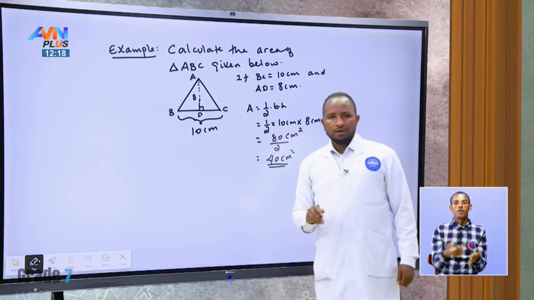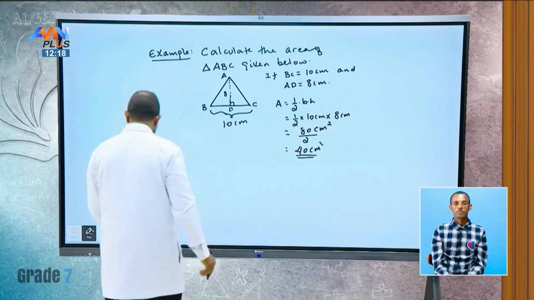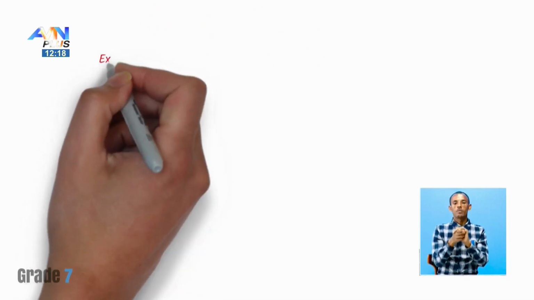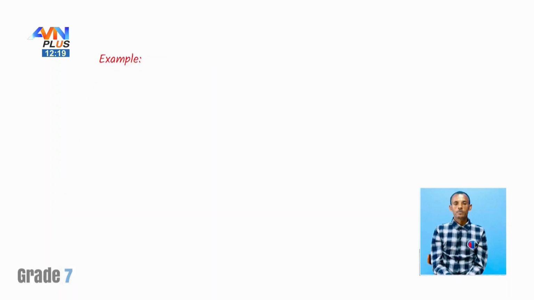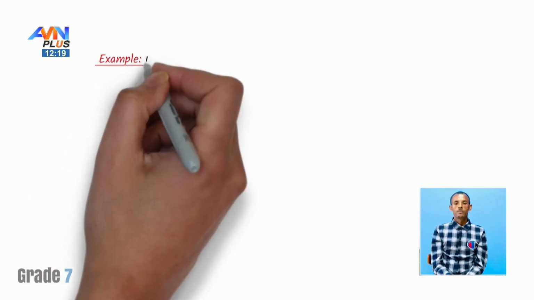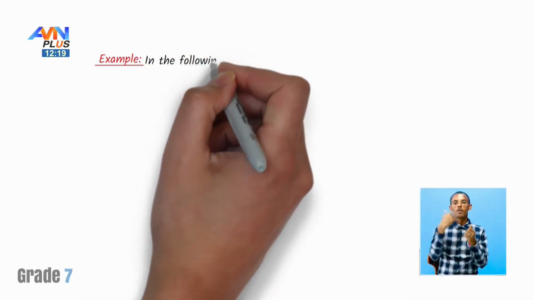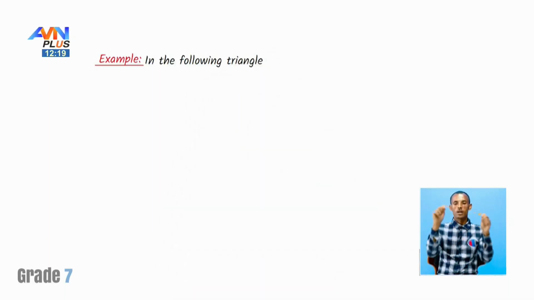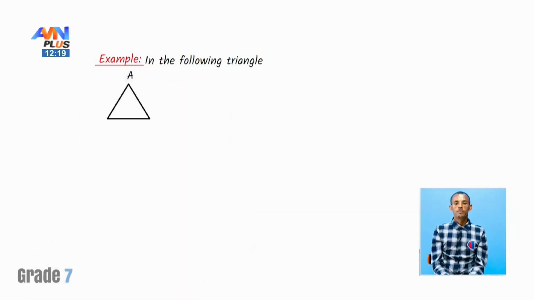Now, let me give you one more example for this. Example 2. In the following triangle, look, this one is the triangle. Assume it is A, B, C.